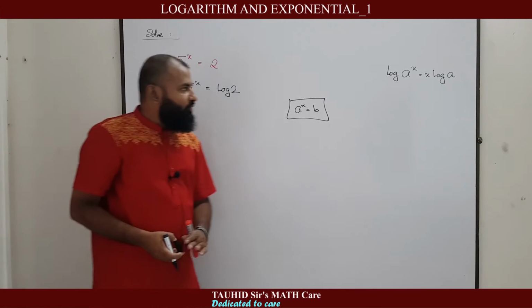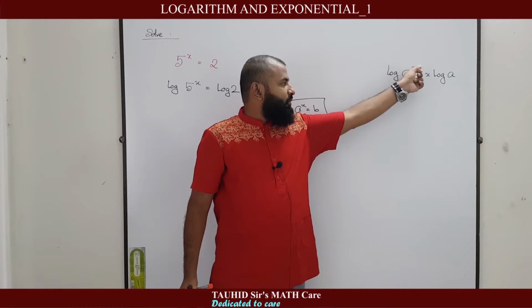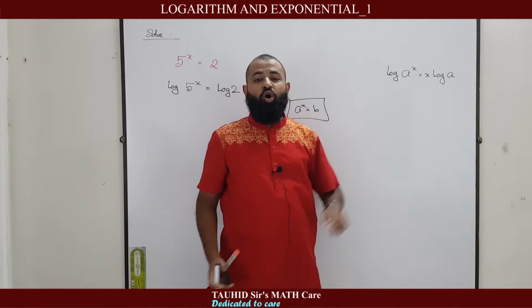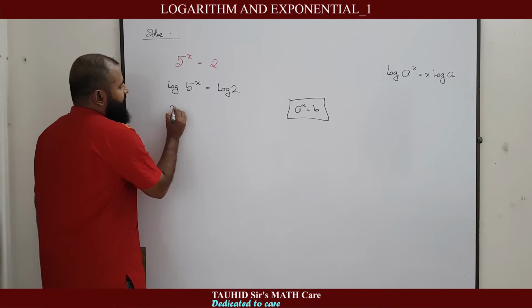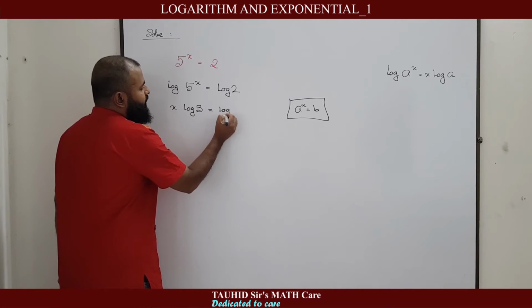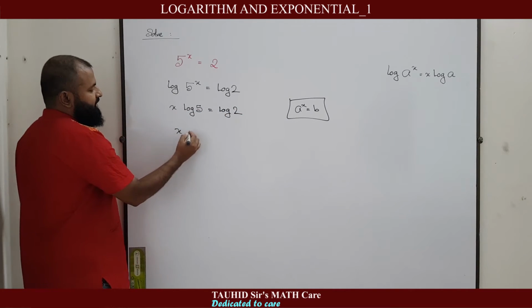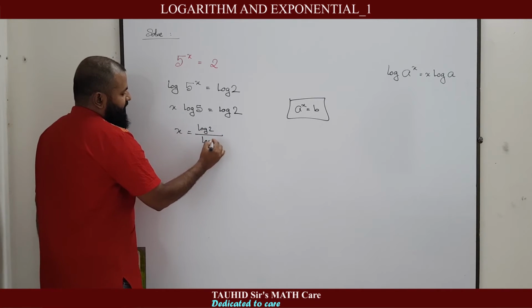And you know a formula for log: log a to the power x equals x log a. So according to this formula, we can write x log 5 equal to log 2. That means x equals log 2 divided by log 5.